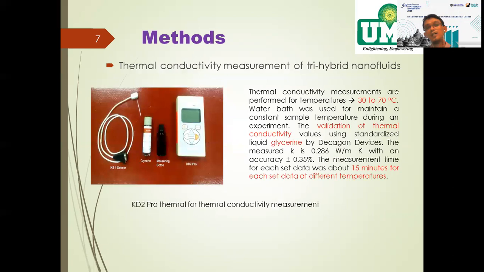Then, how to measure the thermal conductivity of my hybrid nanofluids. This figure shows the KD2 Pro thermal analyzer for thermal conductivity measurement. The measurement range is for temperatures from 30 to 70 degrees Celsius. After that, we validate the thermal conductivity values using a standard liquid, glycerin, by Decagon Devices. The measurement time for each data set was about 50 minutes at each different temperature.